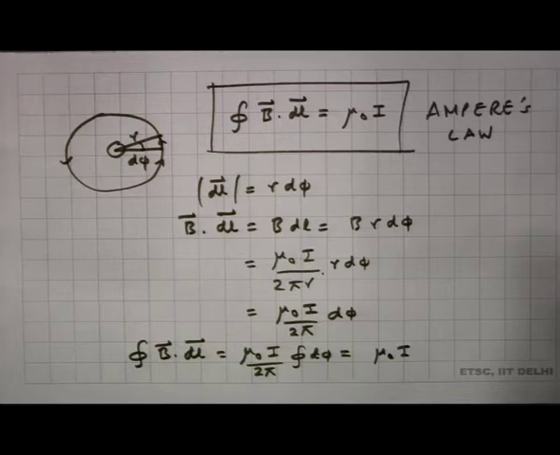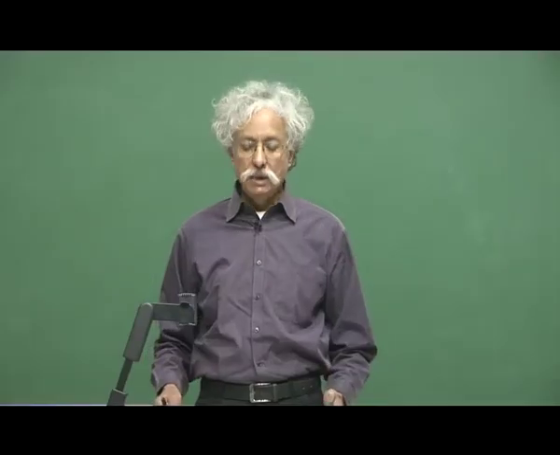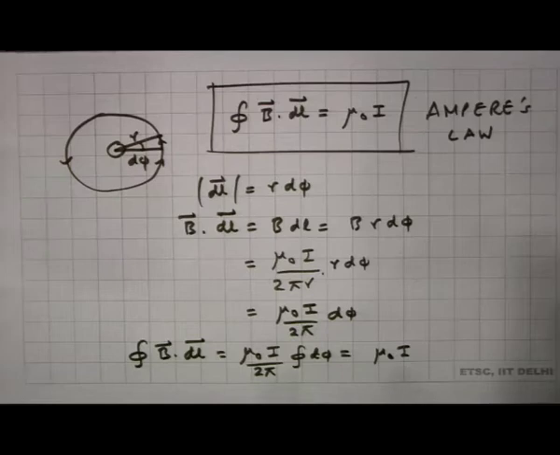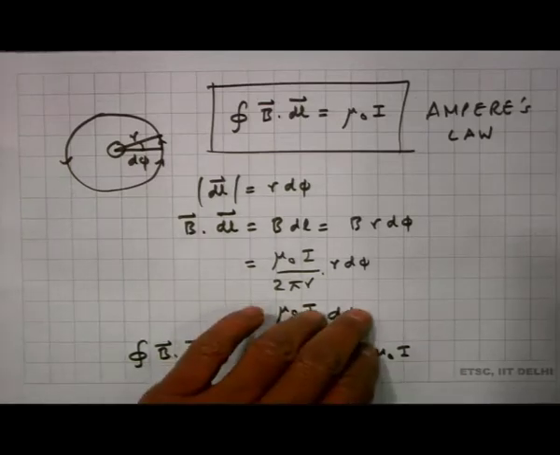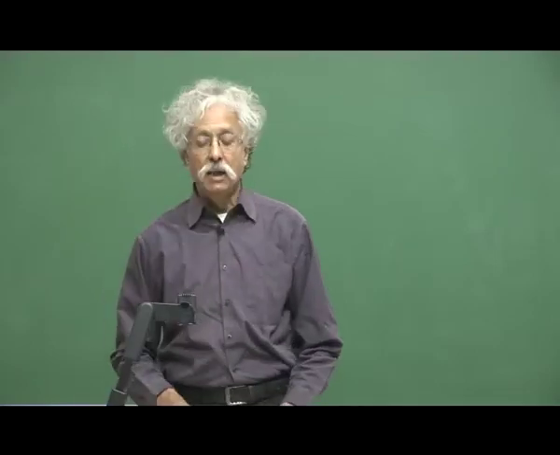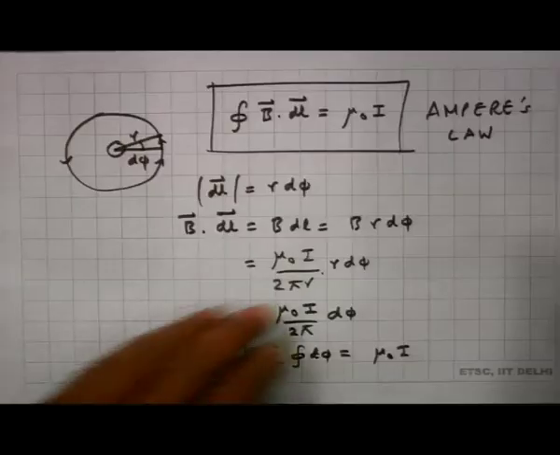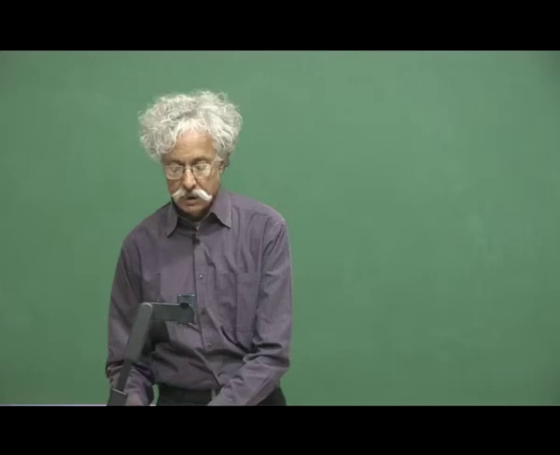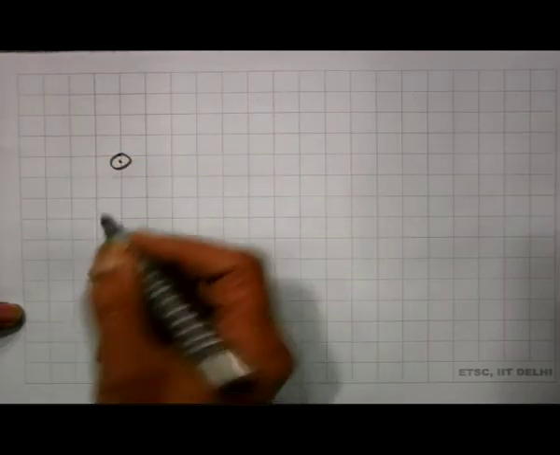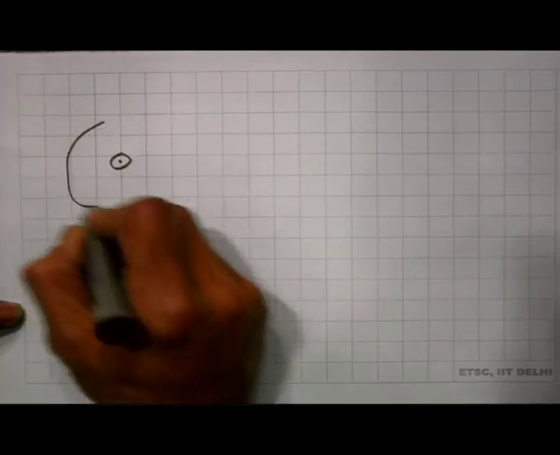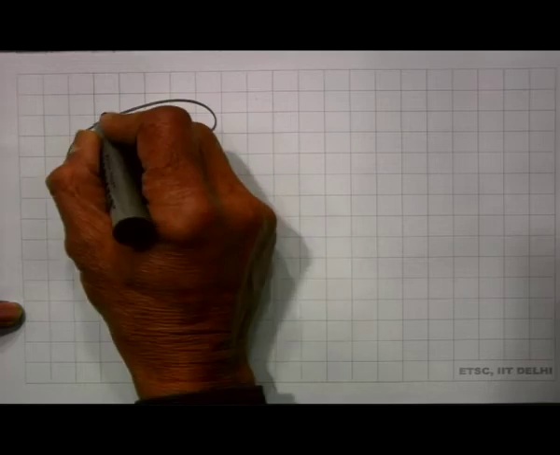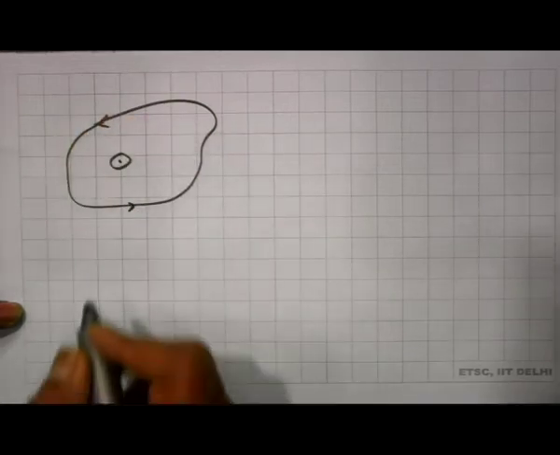Now, this is a calculation assuming that the wire is at the center of this circular path. I want to show you that this value of the integral is always mu naught I irrespective of the path that I take around the current carrying conductor. So, let me again draw a figure here. This is my current coming out of the plane of the paper. So, I take some arbitrary path like this around this current carrying conductor.